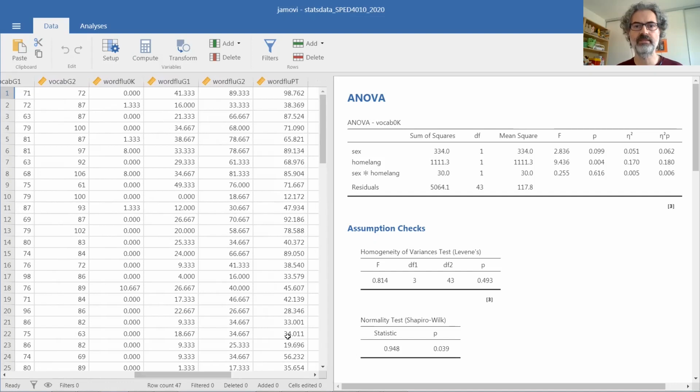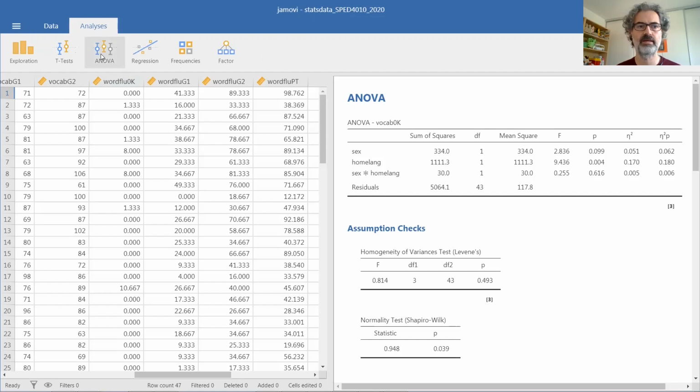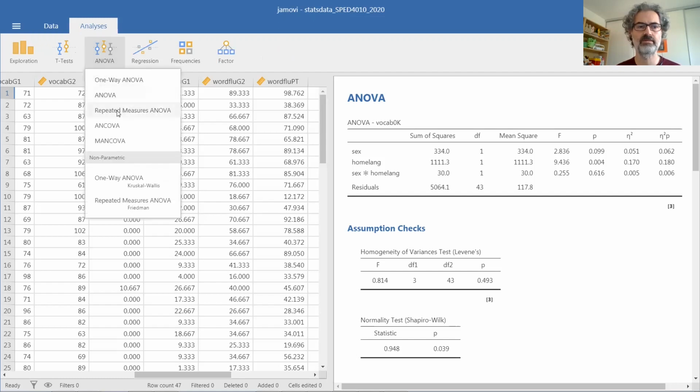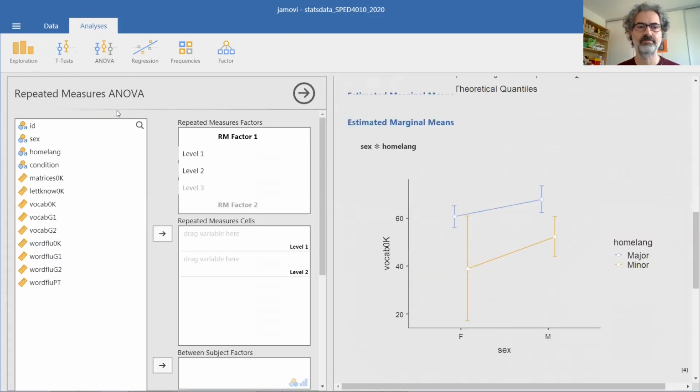Because it is the same children who are measured before and after the intervention, this involves a repeated measure. Whenever a repeated measure is involved, we have to run a repeated measures ANOVA, even if there are other independent variables that are not repeated measures. So let us go back to the ANOVA menu and choose repeated measures ANOVA.